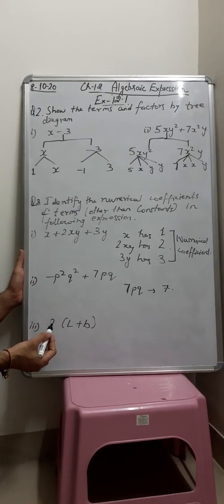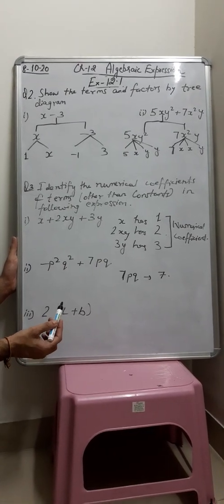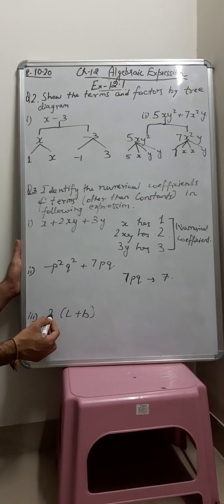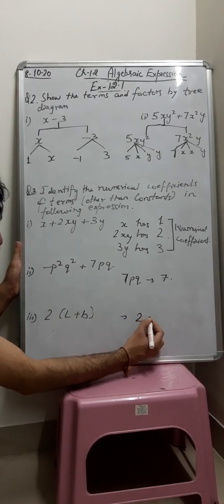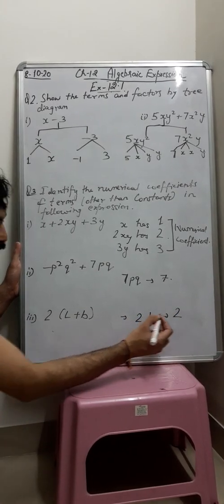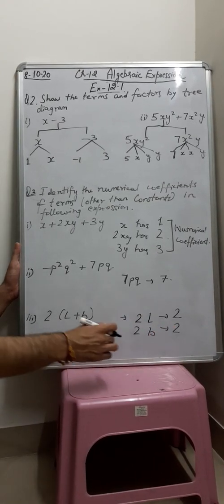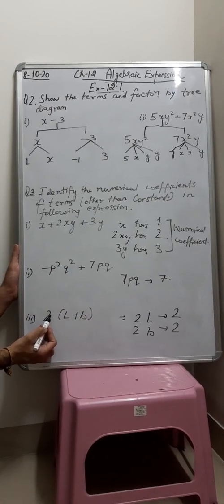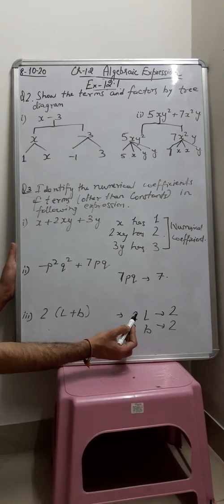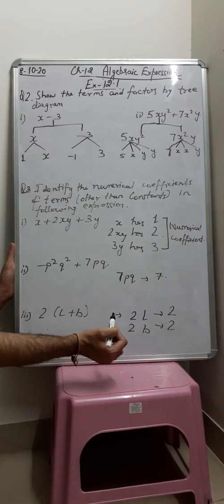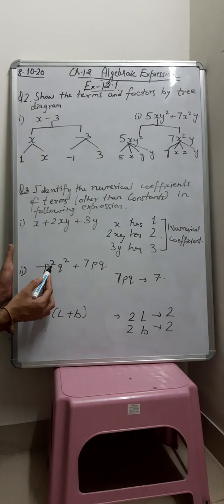The third part is 2 bracket L plus B. In here, 2 bracket L plus B, the 2L has 2 as numerical coefficient, and 2B has 2 as numerical coefficient. So we can multiply 2 with L and 2 with B also, and we get 2L and 2B. 2L has 2 and 2B also has 2. So these two are your numerical coefficients in this expression.